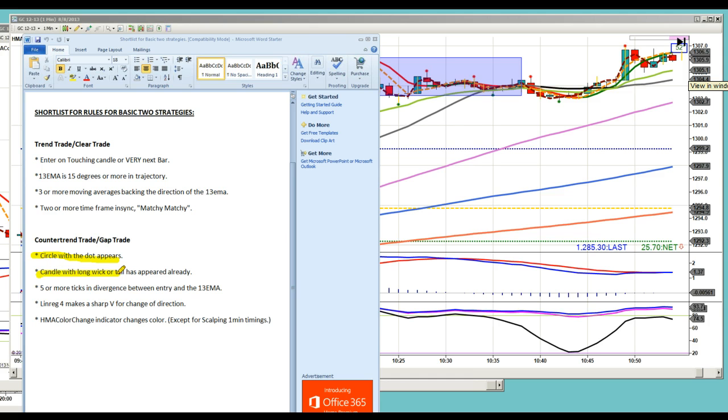the candle with a long wick and tail, 5 or more ticks in the spread before we hit the 13, and the brown Linreg, the Linreg 4, makes a sharp V to change direction. And for those of you, we'll get to the HMA part in just a second. Those of you who want to trade on the reversal part, we'll be talking about the HMA. But essentially, for a classic gap trade, counter trend strategy, you don't actually need the HMA just yet. So let's look at those rules really quickly.